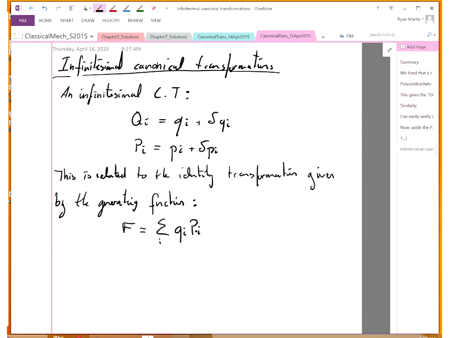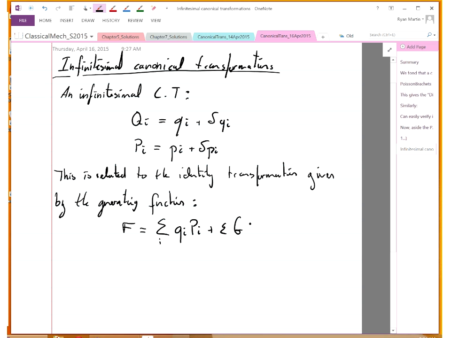Okay, so that generating function, the sum of qi with capital Pi, gives the identity transformation. We showed that, and we showed that it's canonical. Well, obviously it's canonical because it doesn't do anything. This is a canonical transformation of the second type, right? It mixes lowercase q's with uppercase P's. So that's the identity transformation.